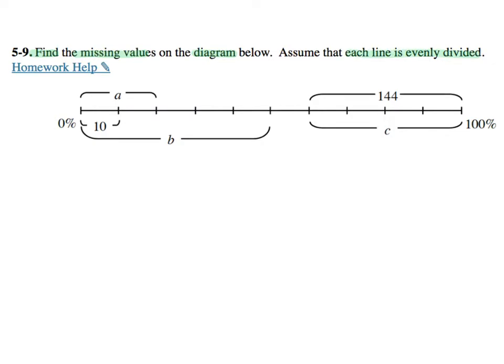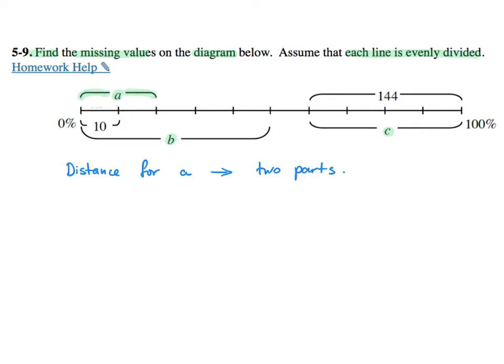And what they mean by that is there's one part is evenly divided to this part and so on. So each of those are evenly divided. So it looks like the missing values are the letters. So letter A, letter B, and letter C. And based on how it looks like, it's the length. So A represents 2 parts.